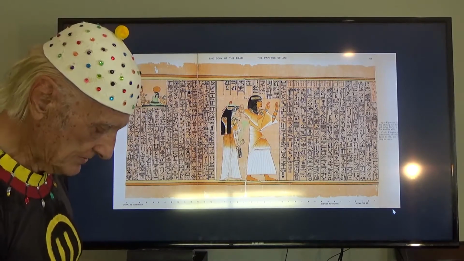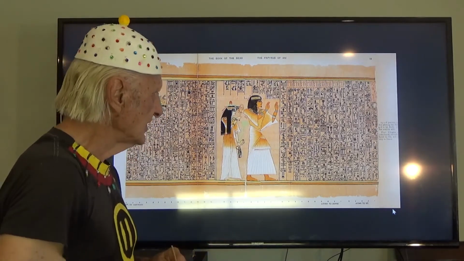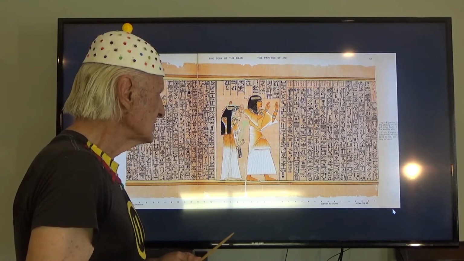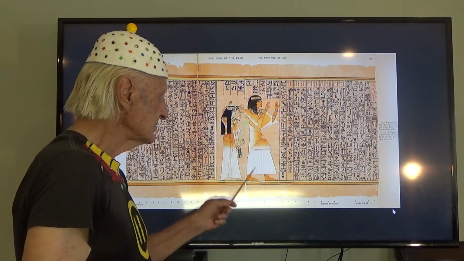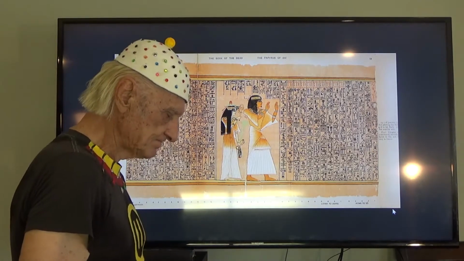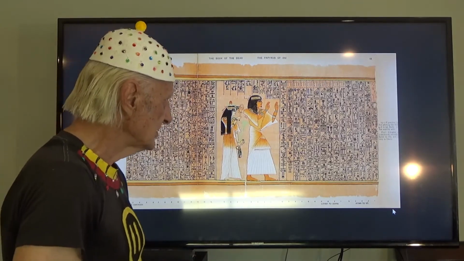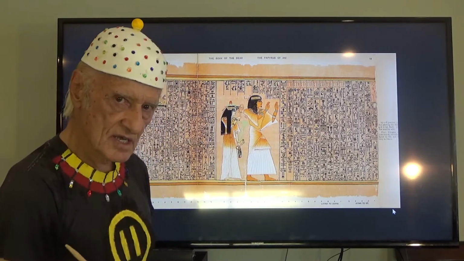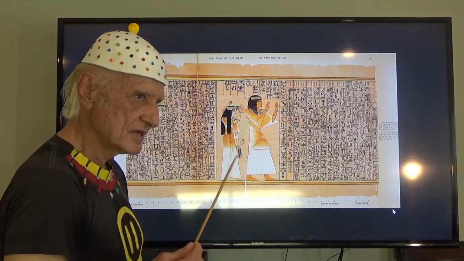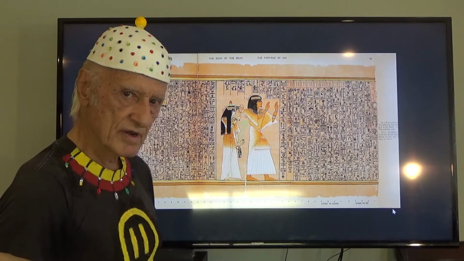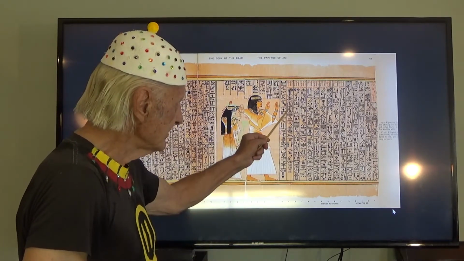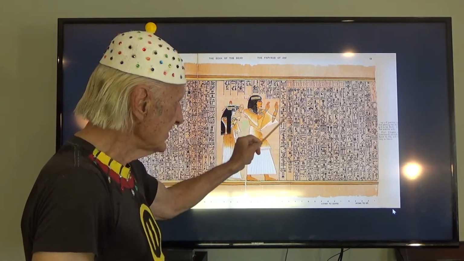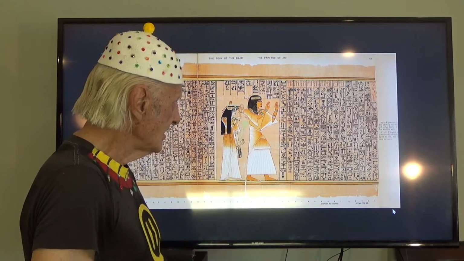Now, if Ani wanted to tell us who he was, he would use a cartouche. I looked through the entire Papyrus of Ani and I only found one. And it's right here in front of him, right here, eye level. That's the principle of your divine name. See?